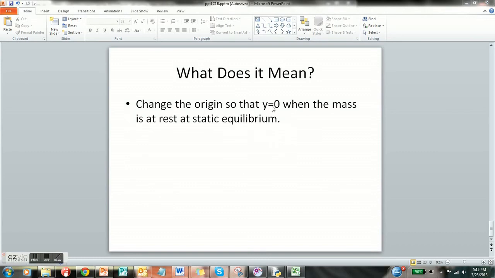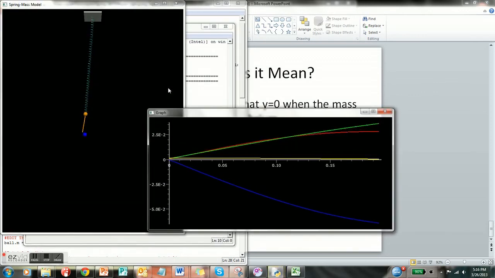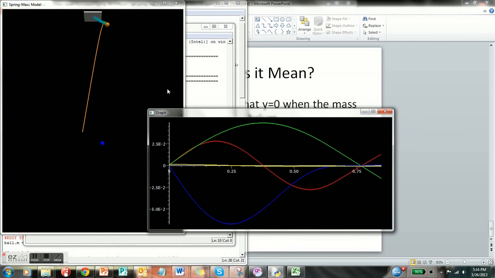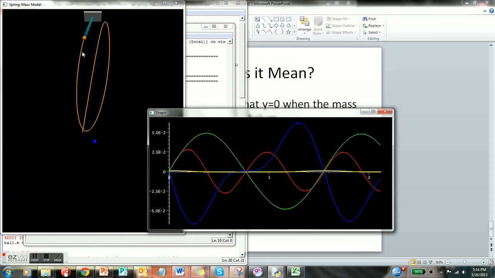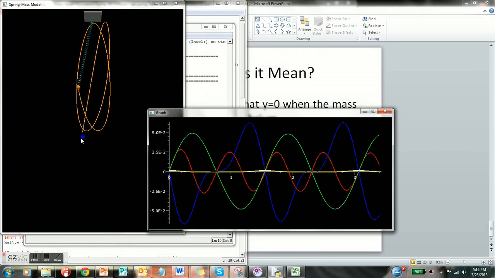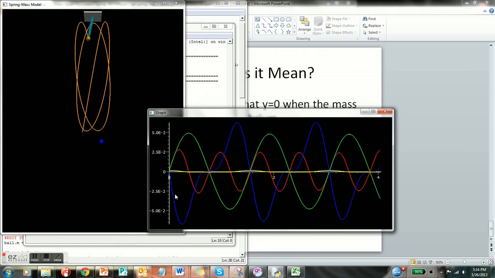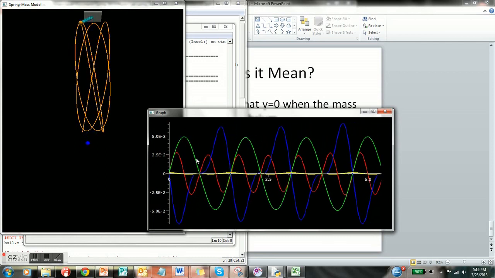For the third question, we changed the origin so that y equals 0 when the mass is at rest at its static equilibrium state. If we go back to my model, here I changed the origin to 0 and then 0.70 and ran the model. As you can see, it makes dramatic effects to the y position, and also you have definite changes in the magnitude of the kinetic energy, potential energy, and spring potential. However, work is still constant there at 0, and the sum of all of the energies stays at 0.